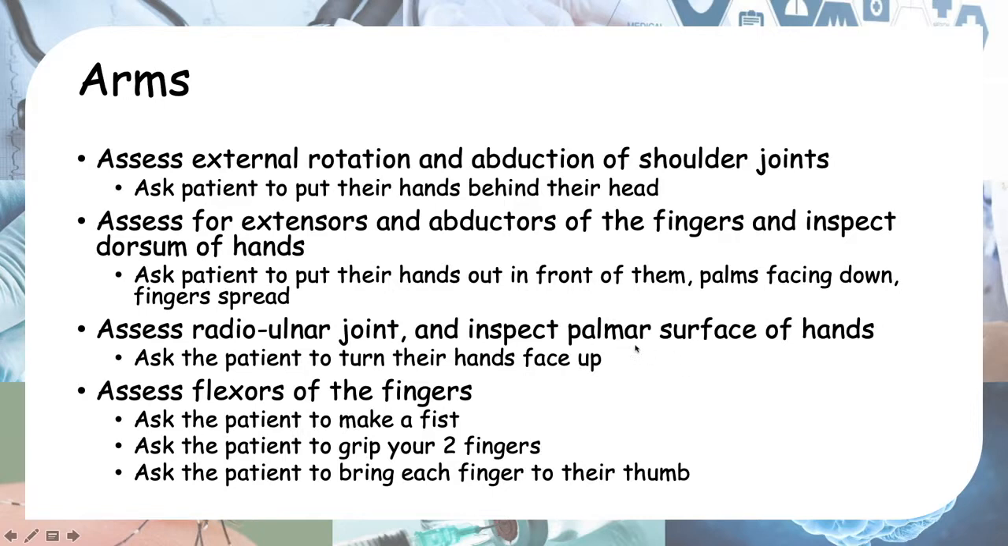And also, you're gonna inspect at the same time, and then assess for flexors of the fingers. So you're gonna ask them to make a fist, and then ask them to open up their fist and put your 2 fingers on their hands and ask them to grip your 2 fingers. This is assessing for the power of their palmar grasp, and then ask them to release, and then ask the patient to bring each finger to their thumb. So this is pincer grip and fine motor of their fingers. Just a screening examination, right?